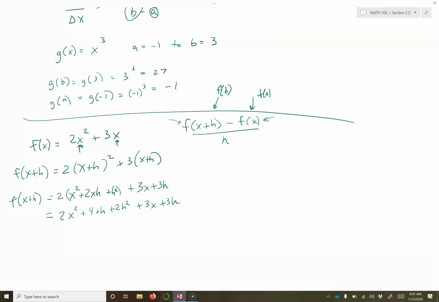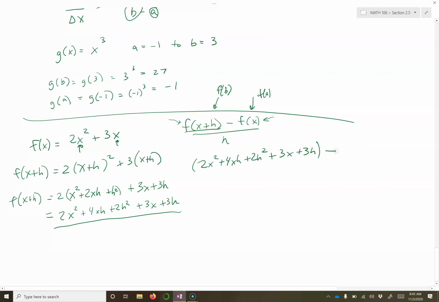But now it should be easy to plug everything in. We know what f of x plus h is. We know what f of x is. We'll plug it into the difference quotient. So I'm going to put this big, long, ugly looking thing here for this first term, f of x plus h. So we have 2x squared plus 4xh plus 2h squared plus 3x plus 3h. I'm just going to put that in parentheses just so you understand that's coming from here.